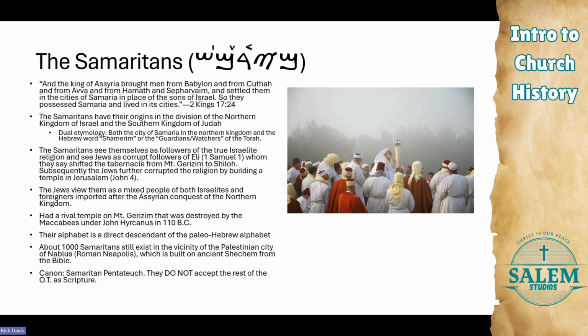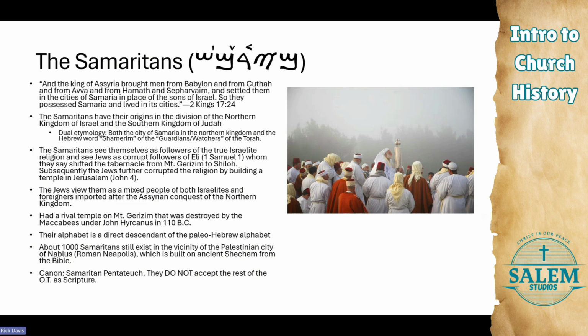The Samaritans see themselves as the true followers of the ancient Israelite religion. And they actually view Jews as the corrupt followers of the priest Eli, who we read about in 1 Samuel chapter 1, whom they say shifted the tabernacle from Mount Gerizim, where it had been before, to Shiloh. And so subsequently, they say the Jews further corrupted the religion by building a temple in Jerusalem.